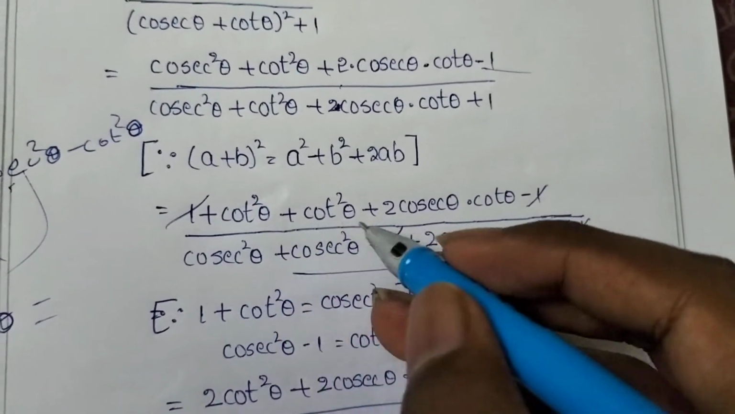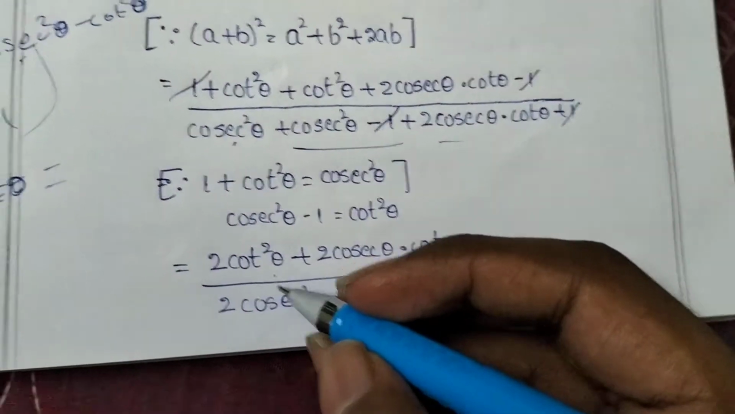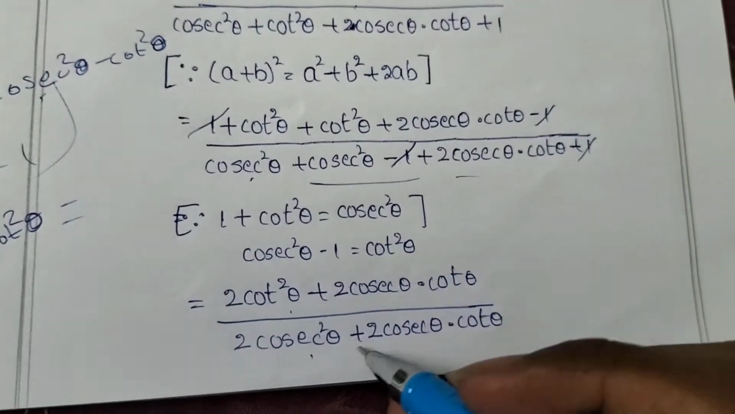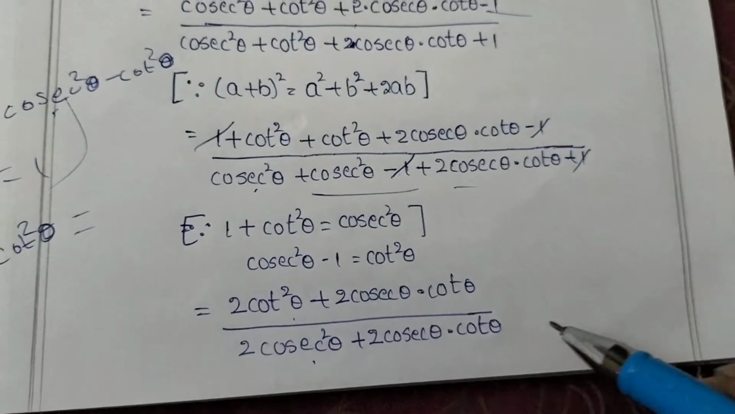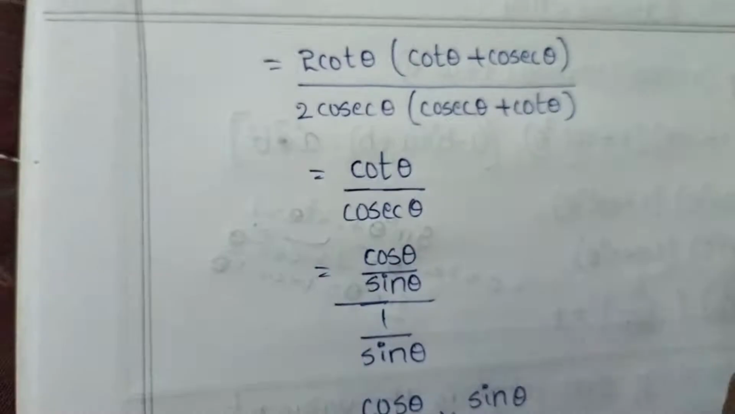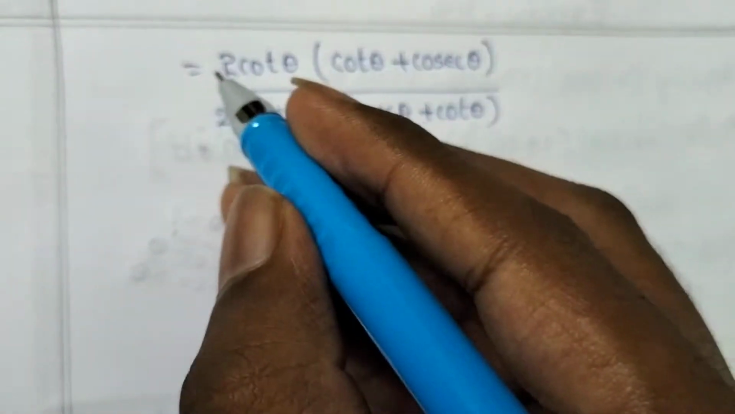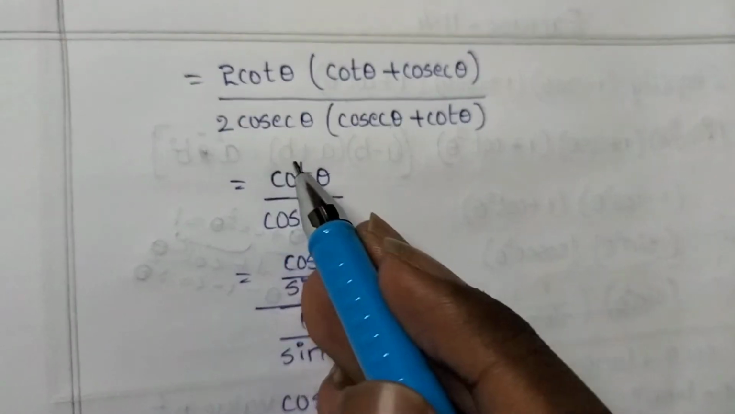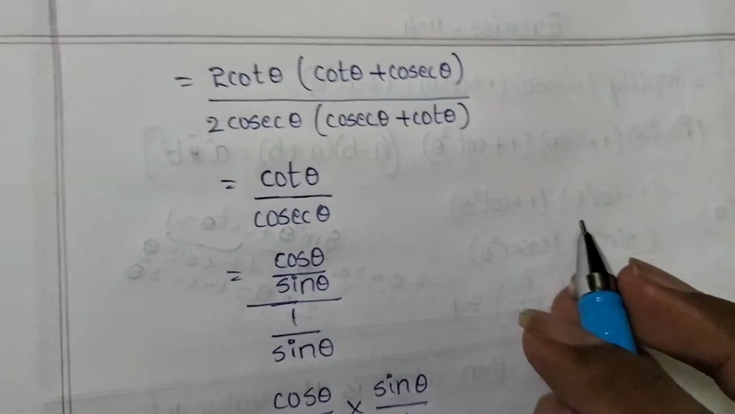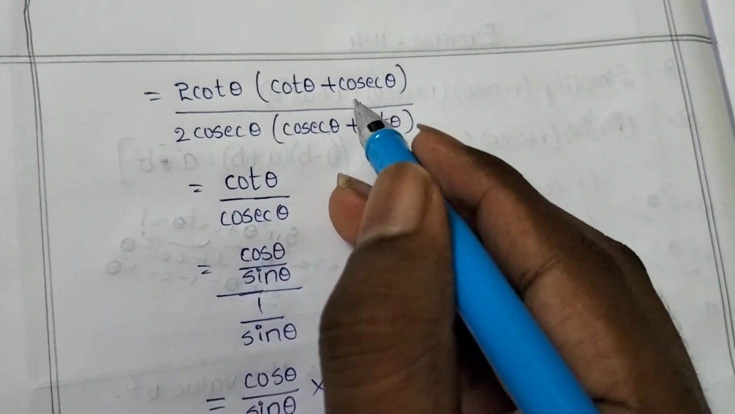Now this plus 1 and minus 1 will be cancelled. So cot square theta plus cot square theta here, and cosecant square theta plus cosecant square theta, it will become 2 cot square theta here and 2 cosecant square theta down, plus the same, 2 cosecant into cot plus 2 cosecant into cot. So 2 cot square theta plus 2 cosecant into cot. I took 2 cot common here, and here 2 cosecant square theta plus 2 cosecant into cot, I took cosecant common. So now 2 cot theta of (cot theta plus cosecant theta).